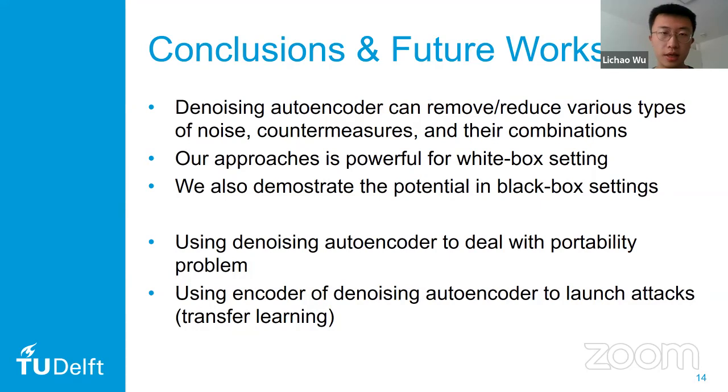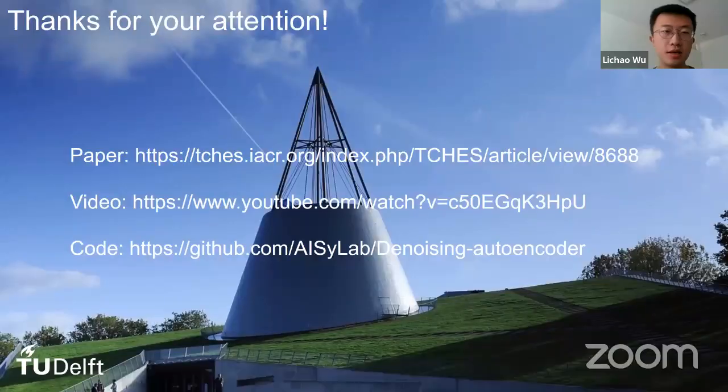In this paper, we demonstrate that the denoising autoencoder can remove and reduce various types of noise, countermeasures, and their combinations. Our approach is especially powerful for the white box settings, but we also demonstrate the potential in the black box settings. For the future work, we want to use a denoising autoencoder to deal with the portability problem, because it's kind of a noise-like problem. And also, we want to use the encoder of the denoising autoencoder to launch attack. Thanks for your attention.